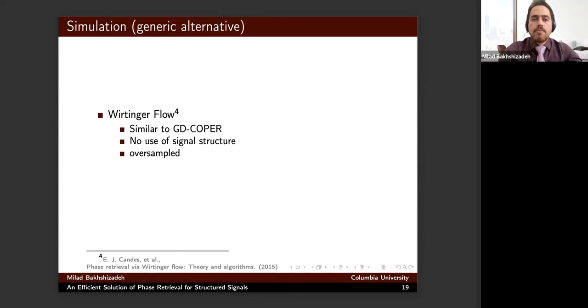In order to compare the performance of GD-COPER and show you what the consideration of structure offers us, I compare it with a well-known method to solve the phase retrieval problem, known as Wirtinger flow. Wirtinger flow was introduced by Candès and his collaborators in 2015. It's more or less similar to GD-COPER, except that they solve phase retrieval for generic signals. They don't take the signal's structure into account, and they have shown in their paper that Wirtinger flow needs to be oversampled to find the true signal.